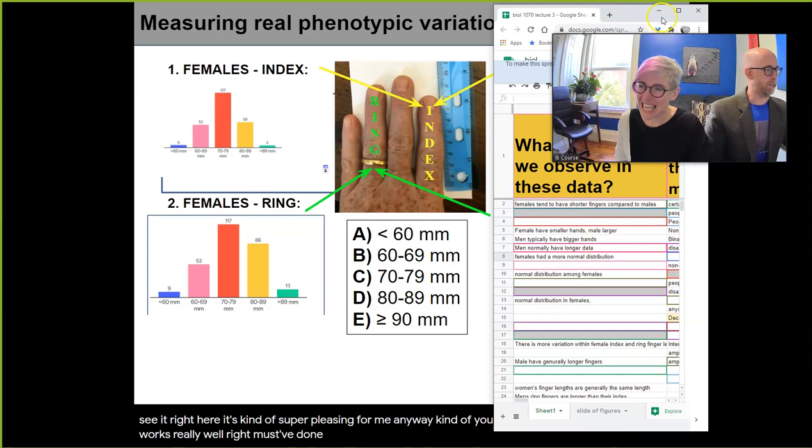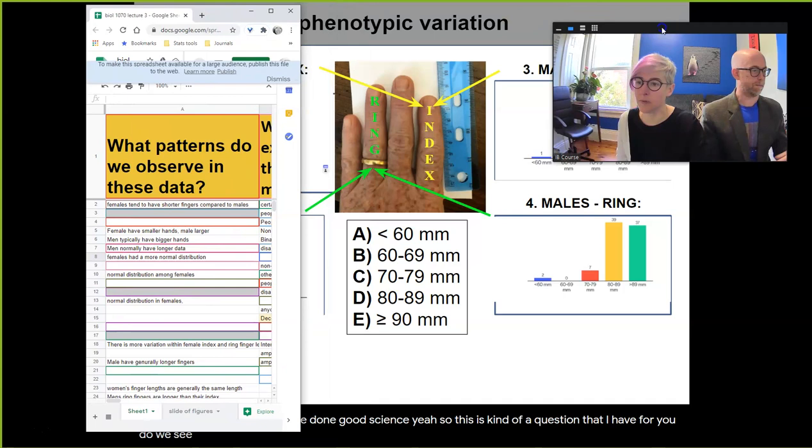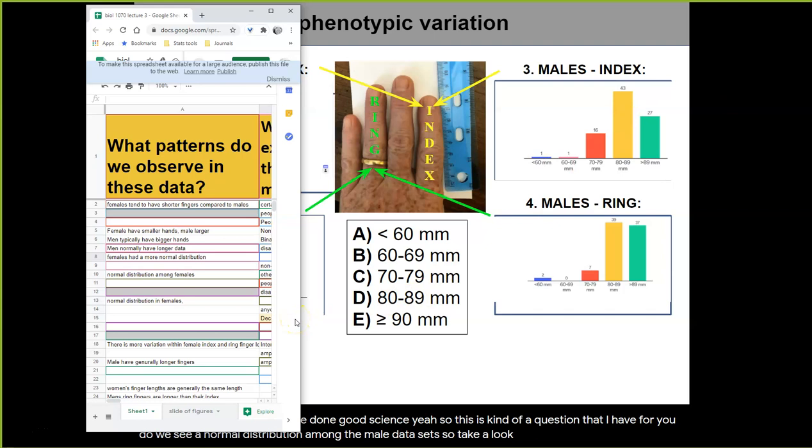Yeah. So this is kind of a question that I have for you. Do we see a normal distribution among the male data sets? So take a look at the male data sets. Is it a normal distribution? Really take a look at it for a second. It's not a trick question, it's a difficult question. See whether or not you think there is a normal distribution in the male data set.